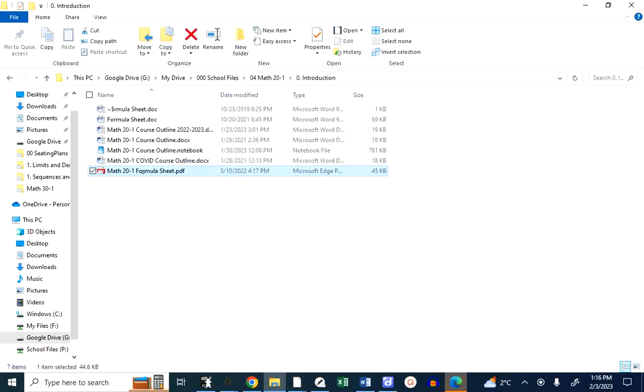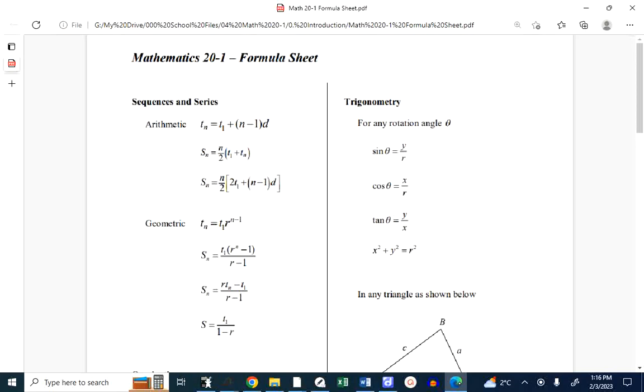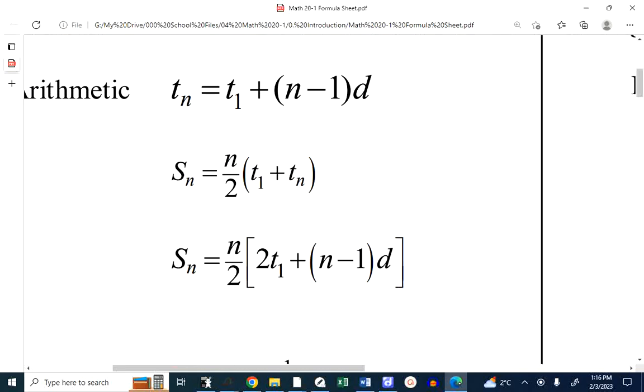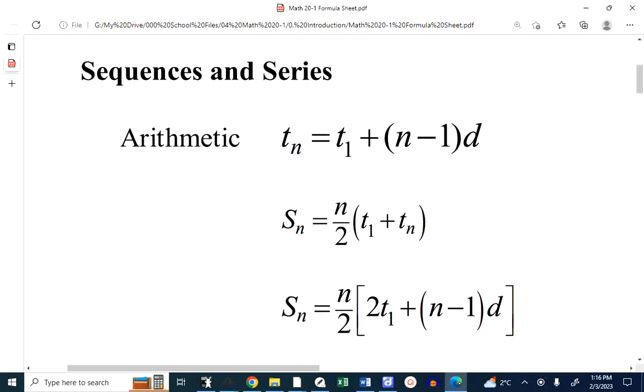On the top left-hand side, the top of the left-hand column, there is a column titled Sequences and Series. It says Arithmetic, and we have now three formulas under this section. The first formula is your general term formula. I made this point at the beginning: when we have an arithmetic series that has plus in there, we still have terms. You can still use this first formula on the screen to find the third term of an arithmetic series or the third term of an arithmetic sequence. It doesn't matter.